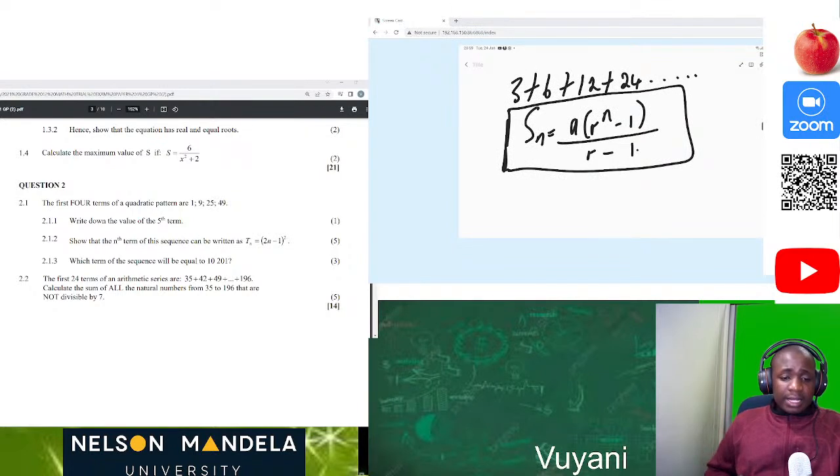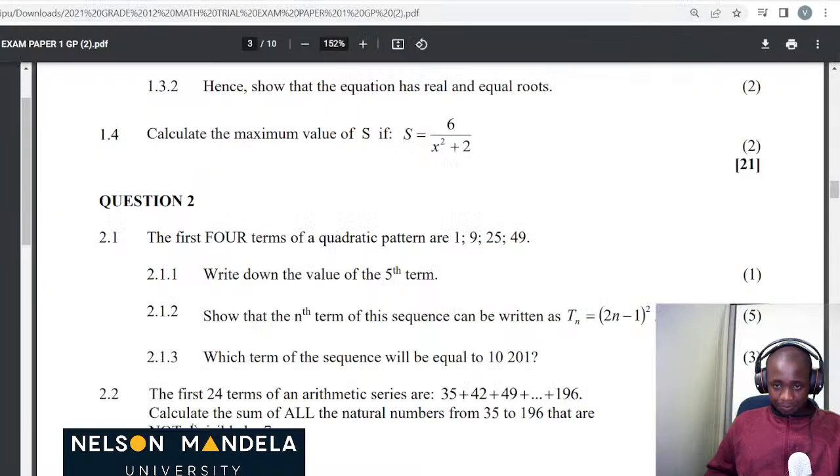Now, this is a Gauteng paper which was written last year. So we are given question number 2. Let's use a different pen. Okay, so we are doing question number 2.